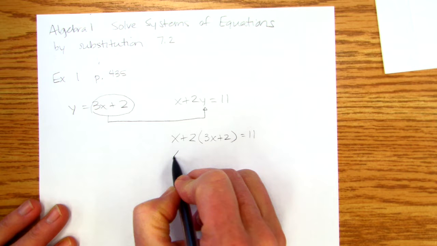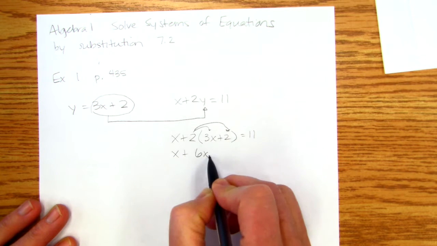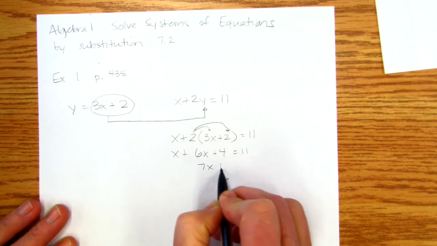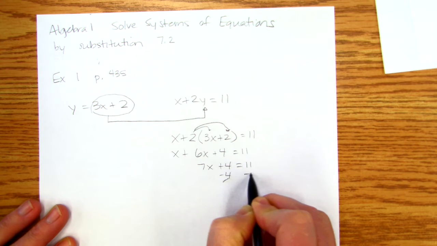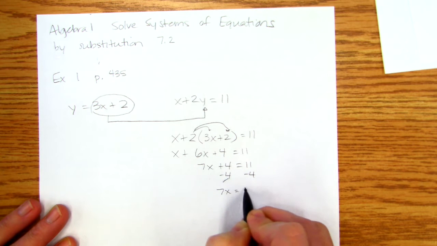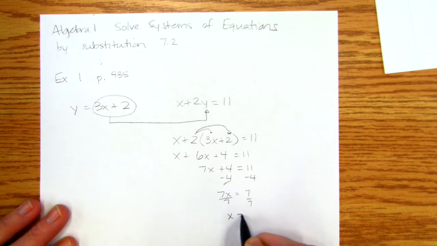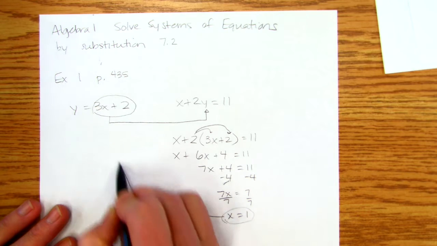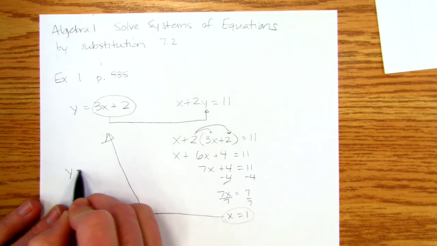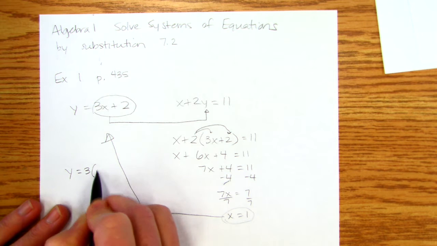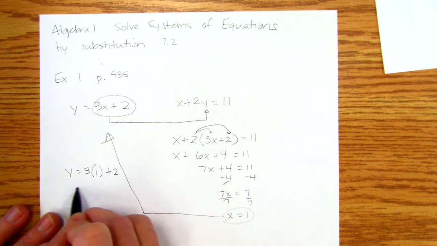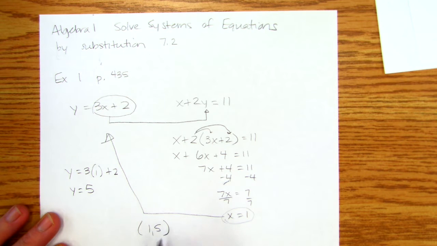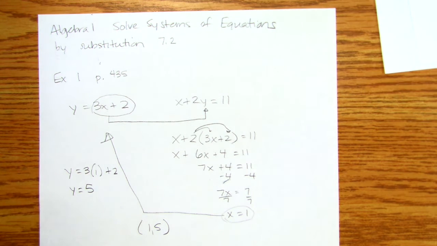So I have to distribute, and don't forget, some of you guys are forgetting, 2 times 3x is 6x, 2 times 2 is 4. And then I combine like terms. Then I work to get x by itself. And there's my x value. Well, now that I know that x equals 1, I got to go back here and find y. Well, y is 3 times whatever I just found x to be plus 2. So y should be 5. So again, I found that point (1, 5).